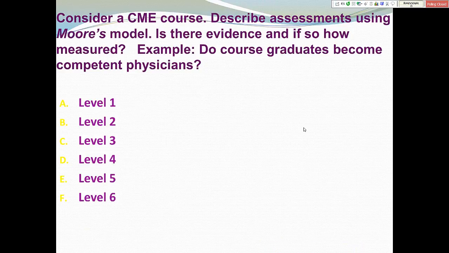So back to quiz time here, if you recall from your pre-reading, because this is a flipped classroom model. It's also in one of the slides, if you're really quick at doing this. Which of these Moore's levels is one to assess competence of a physician? Level 1, 2, 3, 4, 5, or 6. Let's get some responses here.